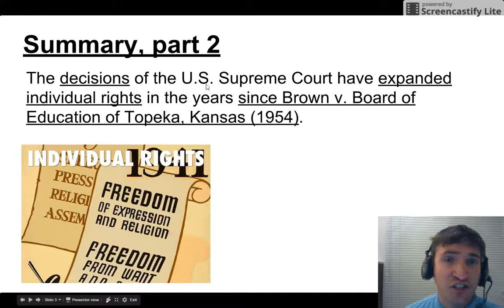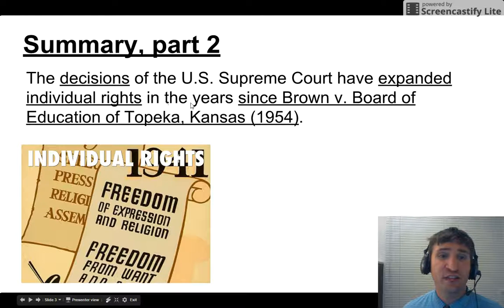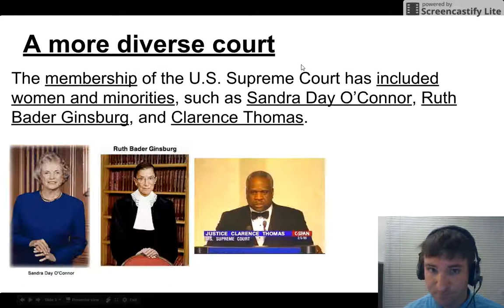Summary, part 2. The decisions of the U.S. Supreme Court have expanded individual rights in the years since Brown versus the Board of Education of Topeka, Kansas, which was decided in 1954. What individual rights? Well, the freedom of expression, the freedom to criticize your government, the freedom of religion. That's important, and the Supreme Court has made sure that people get their rights.